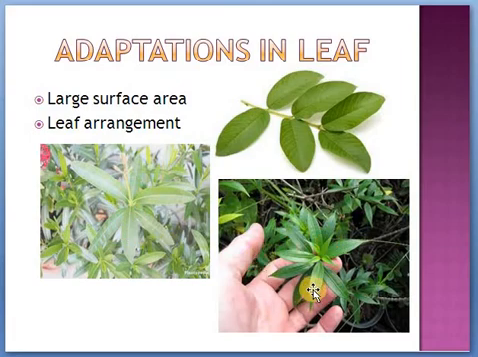This is Alamanda, the yellow-colored flower. This is the Alamanda leaf. Four leaves will be there, and the next four leaves will come from the in-between gap. Naturally, all these leaves show themselves to receive maximum sunlight. So the first adaptation is a larger surface area or broad leaves, and then the leaf arrangement, so that they can receive more sunlight.